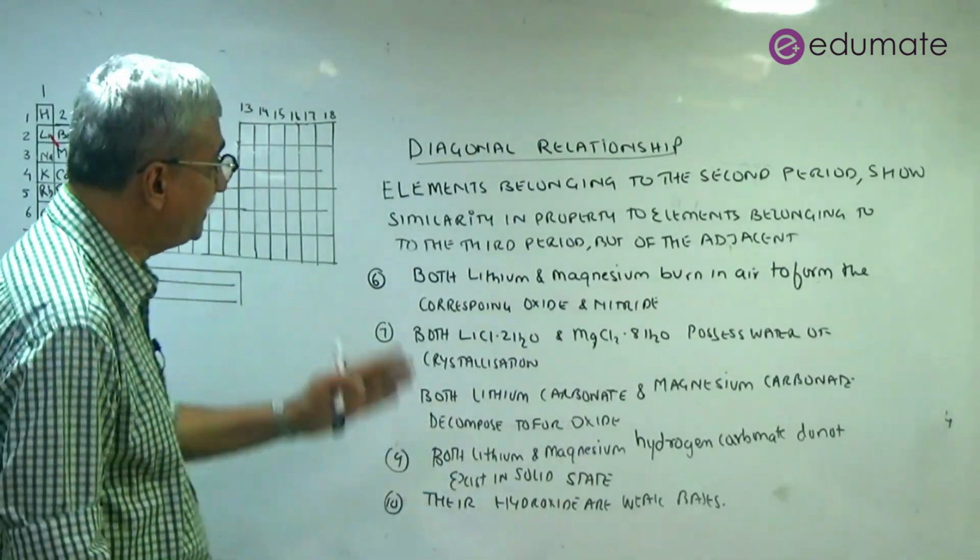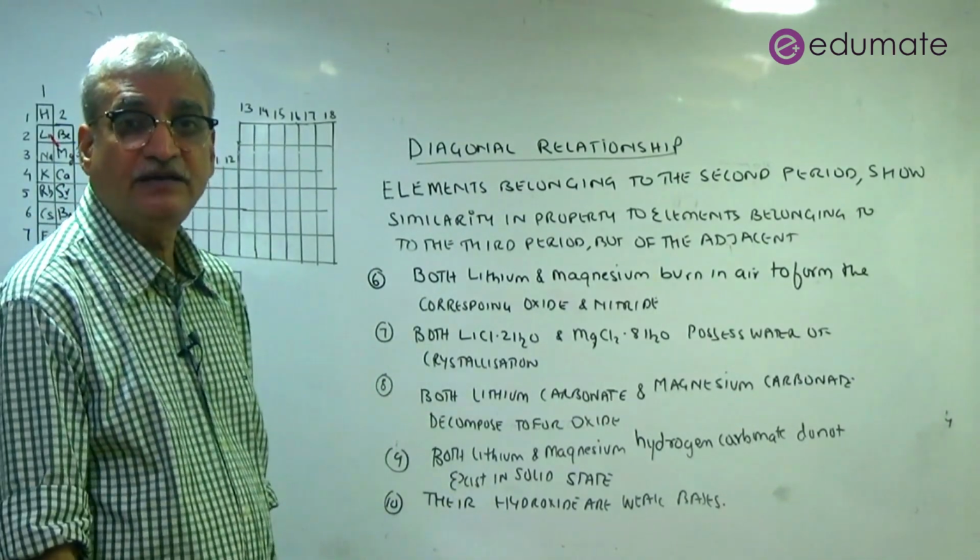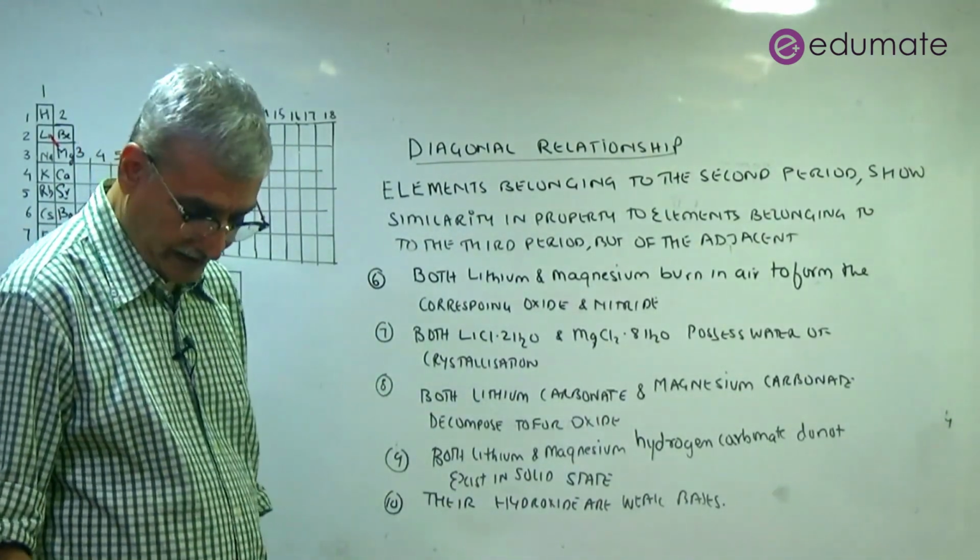So these are some of the properties relating to the diagonal relationship between lithium and magnesium.